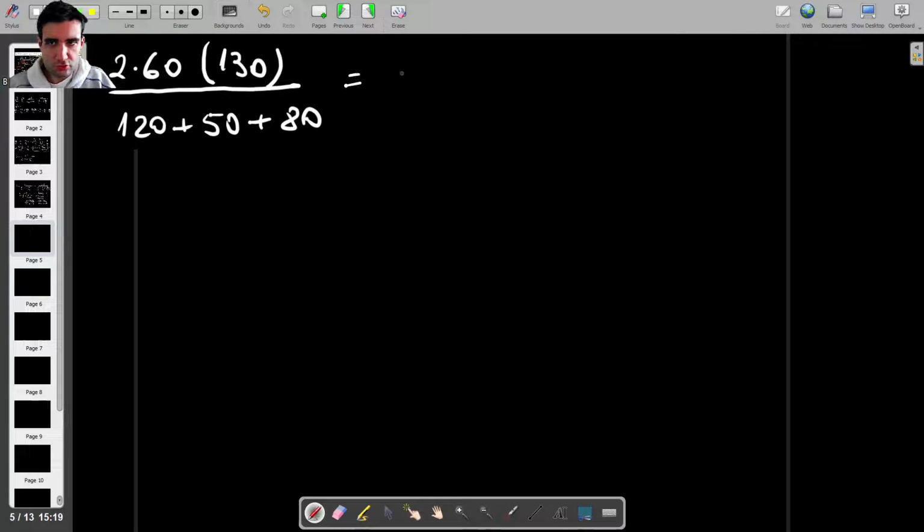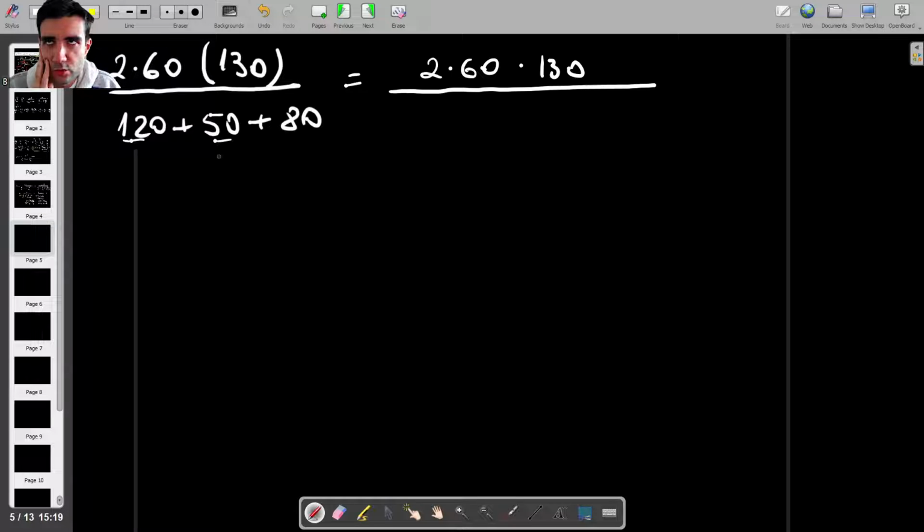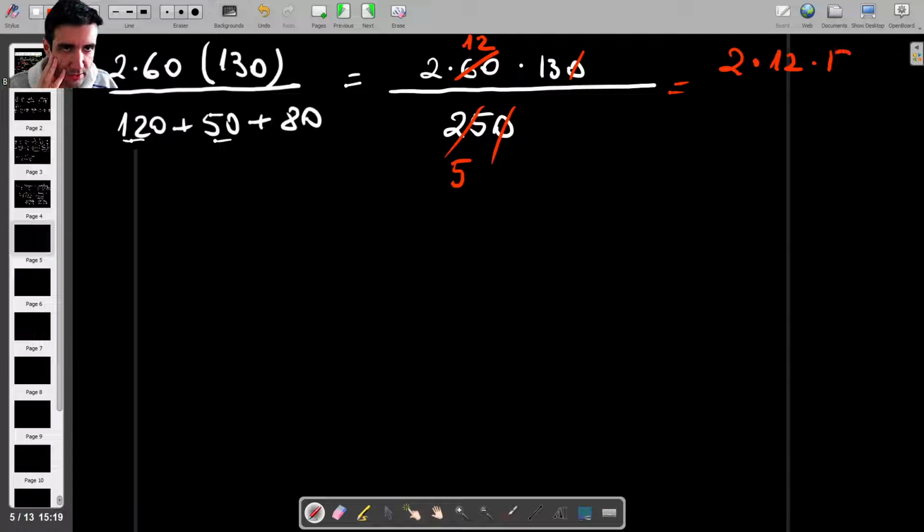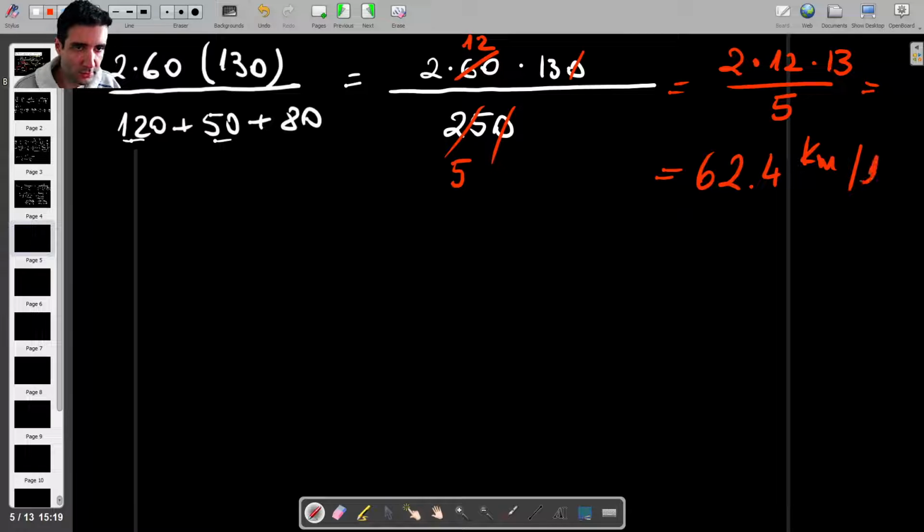So 2 times 60 times 130. I'll just leave it like this for now, just to see if anything simplifies with the denominator. So this is 120 plus 50 is 170 plus 80. This is 250. So we can cancel out a 0 like this, and we can cancel out a 5. So this is 25. You get 5. You cancel out with the 60. You get 12. So you end up with 2 times 12 times 130 over 5. And if you do the math, you'll get that this is equal to 62.4 kilometers per hour. And that's the average speed.